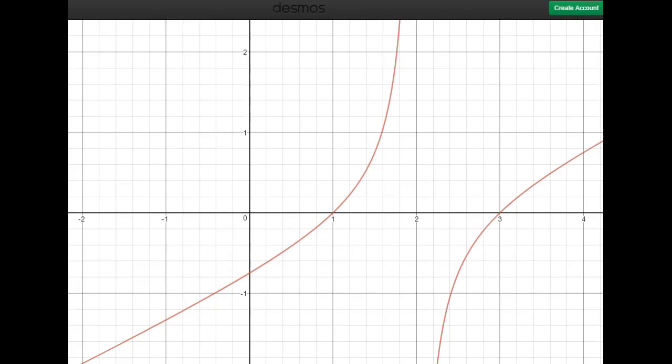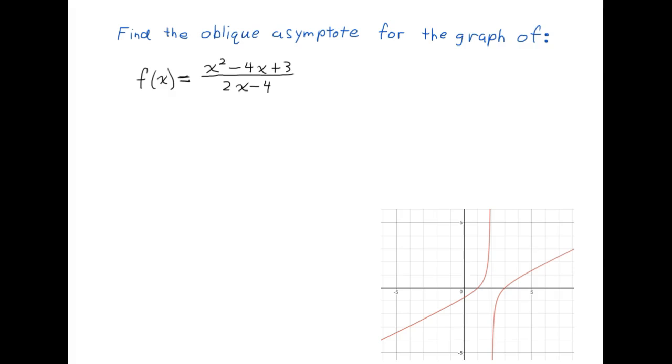And let's go back to this page. How do you find that oblique asymptote? Well, we have to figure out what is going to happen when this x gets very large. And to get a really good look at that, we're going to divide x squared minus 4x plus 3 divided by 2x minus 4, because fractions mean division. So 2x minus 4 is going into x squared minus 4x plus 3.